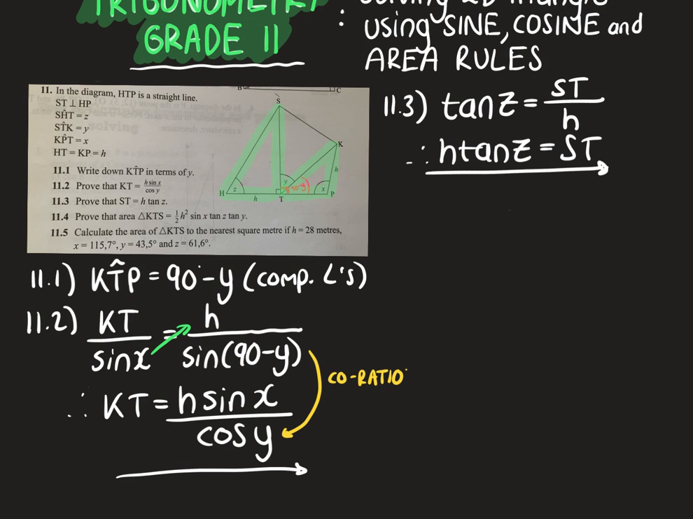Now, 11.4, let's have a look. 11.4 is saying, prove that the area of KTS, now we've got a different triangle here, guys. Let's put the highlighter on.